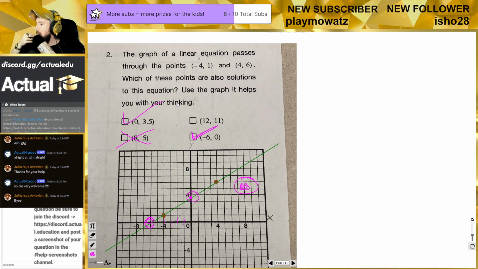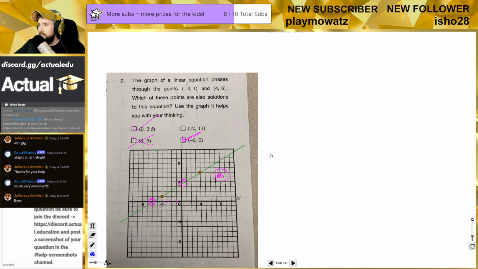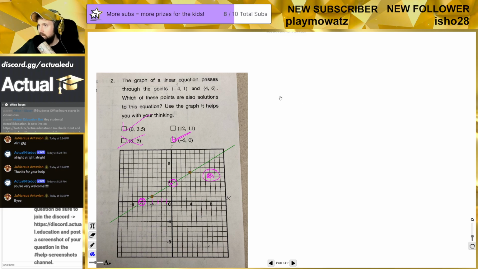And here's where things get tricky, though. 12, 11. Where is that? I don't even have that out there. This is where it helps, Cuber, to know how to create an equation from these 2 points. Do you know how to do that? Do you know how to create the equation of a line from 2 points? Y equals.